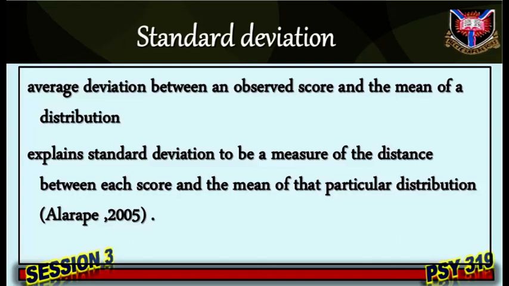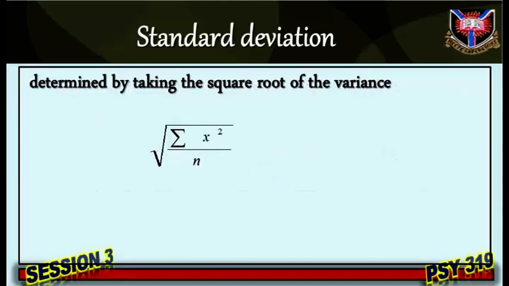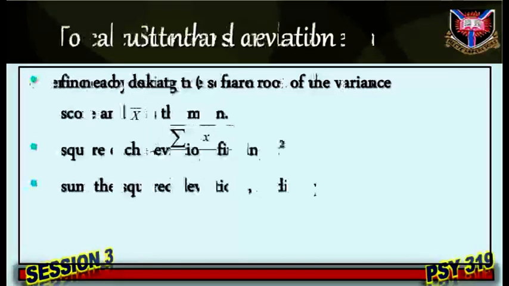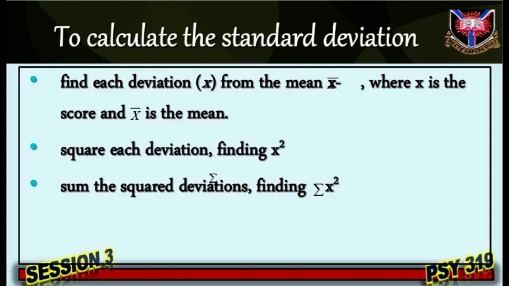Standard deviation. The standard deviation is the average deviation between an observed score and the mean of a distribution. Alarakwe, 2005, explains standard deviation to be a measure of the distance between each score and the mean of that particular distribution. The standard deviation SD is determined by taking the square root of the variance, or SD is equal to the square root of summation x squared over n, where x is the deviation from the mean and n equals the sample size. To calculate the standard deviation, use the following steps.